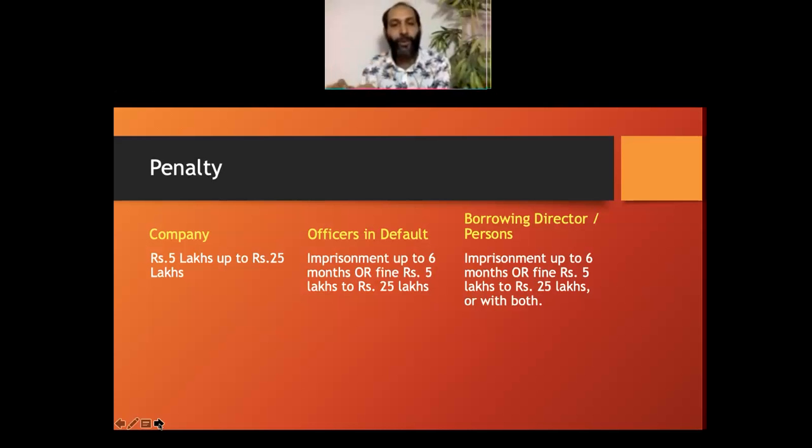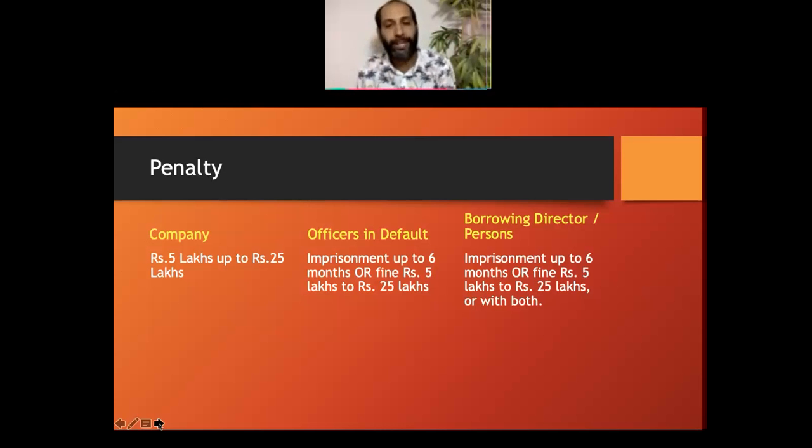This is a very unique penalty, in that the law penalizes the director or persons in whom the director is interested, who are also penalized under this section 185. The first penalty is for the company, that is 5 lakhs to 25 lakhs. Second is for officers in default: imprisonment up to 6 months or fine from 5 lakhs to 25 lakhs.